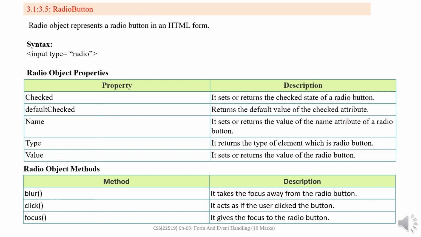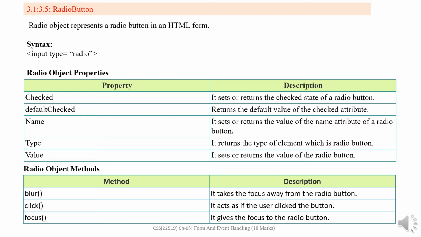Syntax: input type equal to radio. The radio object properties are: checked, which sets or returns the checked state of a radio button; defaultChecked, which returns the default value of the checked attribute; name, which sets or returns the value of the name attribute of the radio button; type, which returns the type of the element, which is the radio button; and value, which sets or returns the value of the radio button.